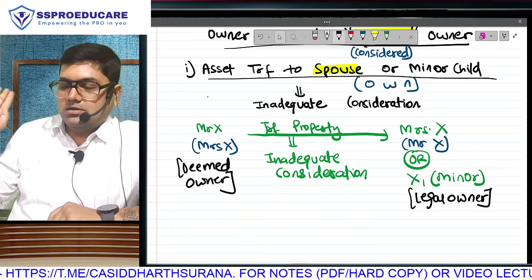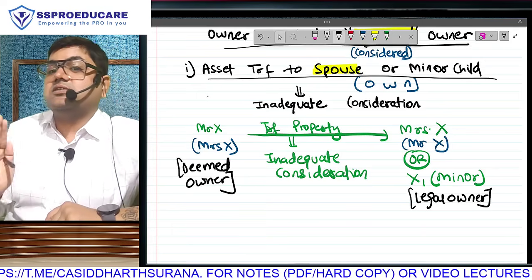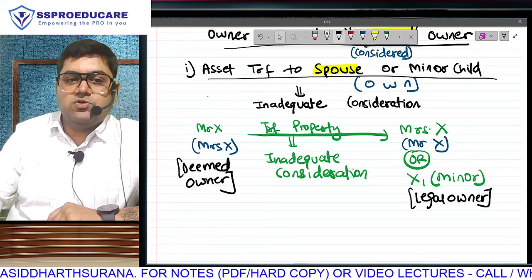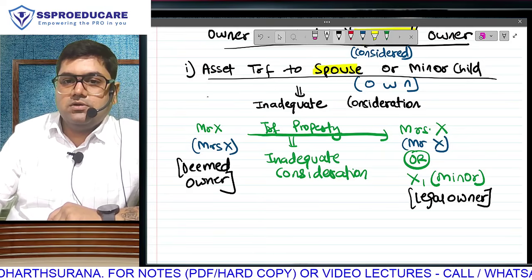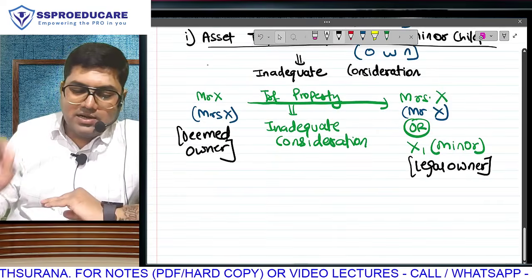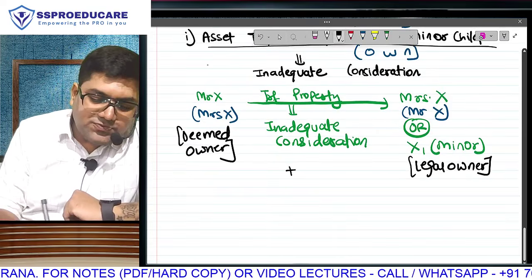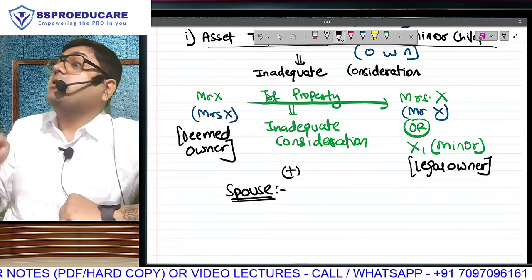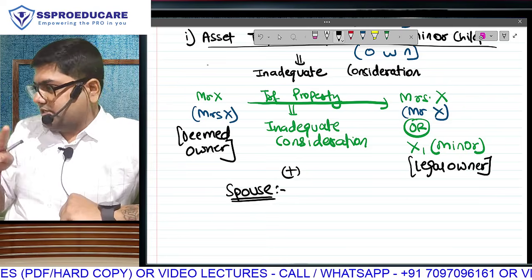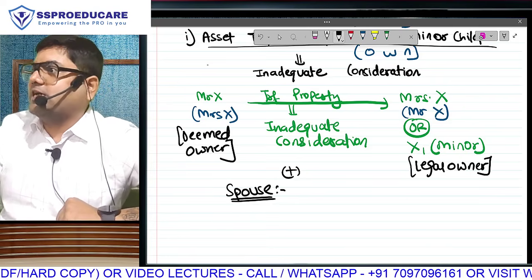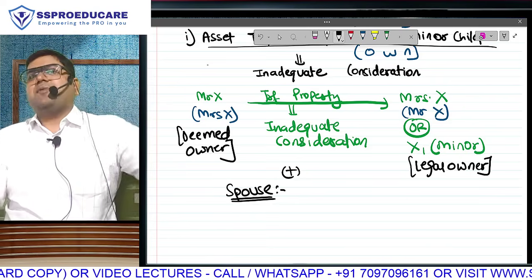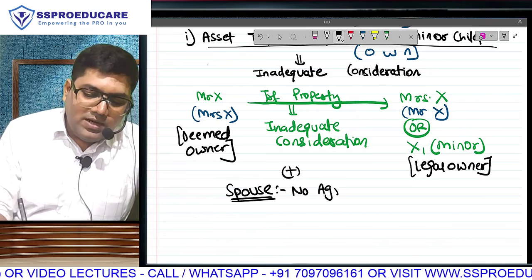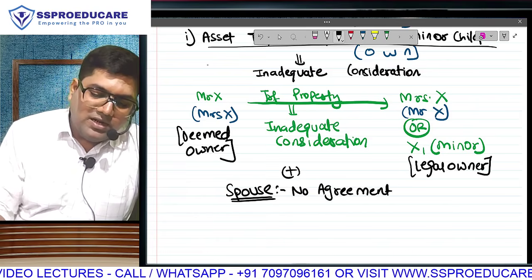You understand, if there is adequate consideration, then the deemed owner concept is not applicable. One last condition: if the transferee is your spouse. The inadequate consideration condition is for spouse as well as minor child, both transferees. But only with respect to spouse, there is one more condition. Deemed owner will apply only and only if there is no agreement to live apart.